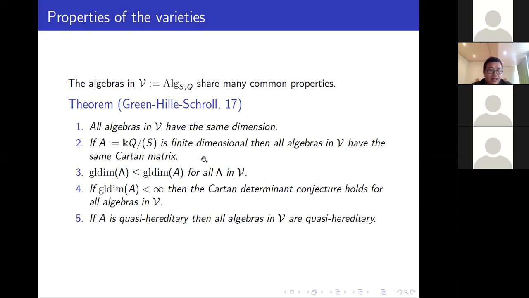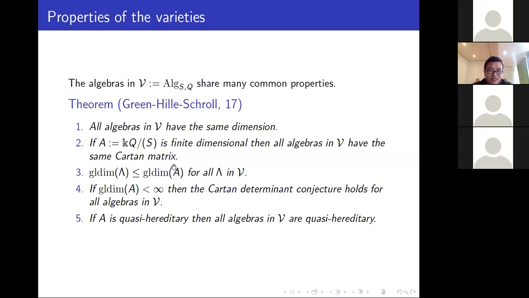Sorry. And also we can compare the global dimension in this variety. Somehow the global dimension of the algebras in the variety is bounded above by the global dimension of the monomial algebra. Okay, and if the global dimension of the initial monomial algebra is finite, then the Cartan determinant conjecture holds for all algebras in this variety.